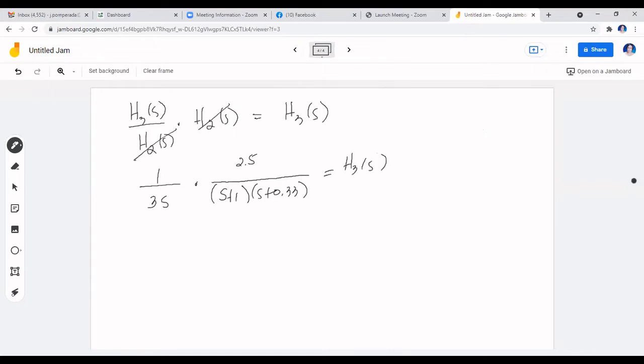And as such, if you'd like to simplify further, the 2.5 divided by 3, you will have here in the denominator, then for H3 of S, okay, as it's rounded. So we can place here H3 of S equal to, so your denominator is S times S plus 1 times S plus 0.33. And we have 2.5 divided by 3.